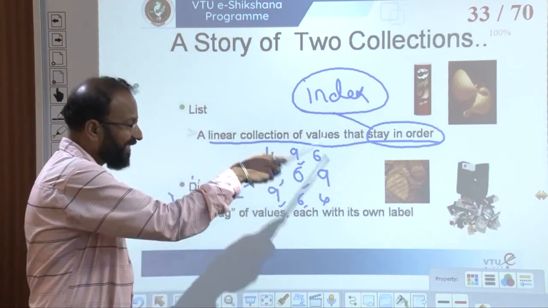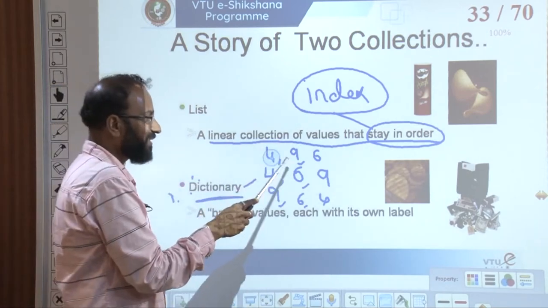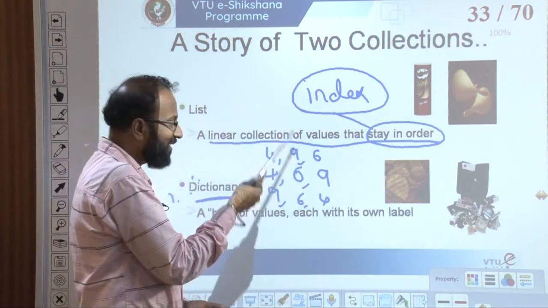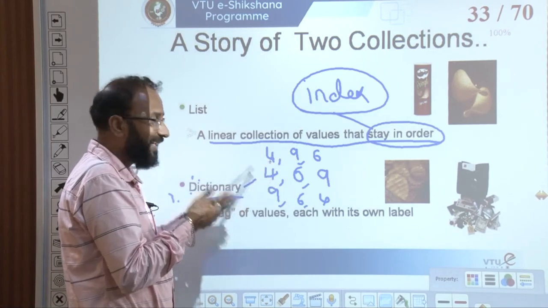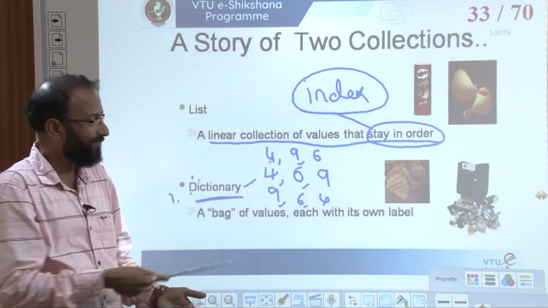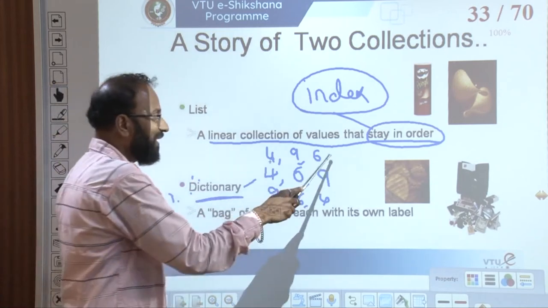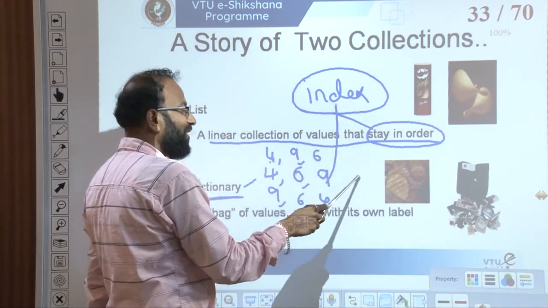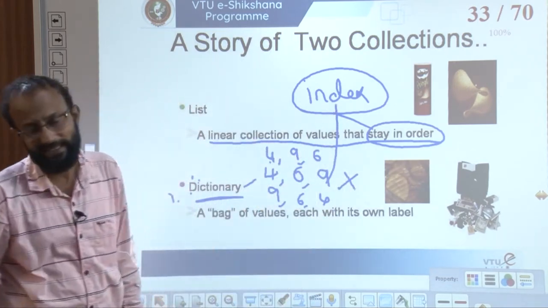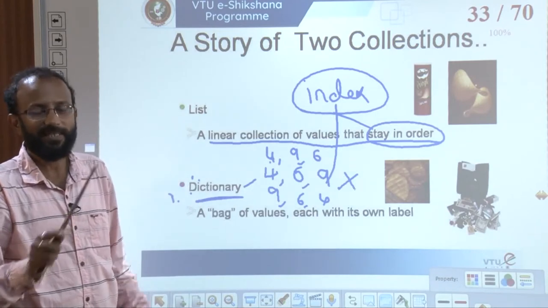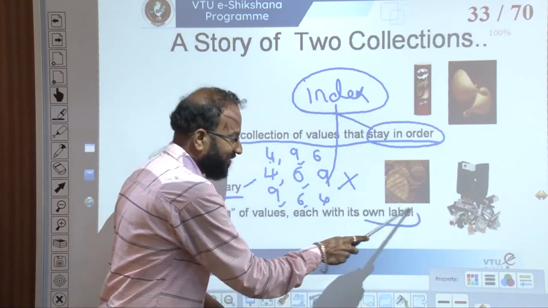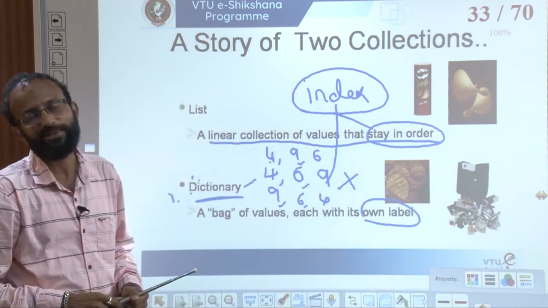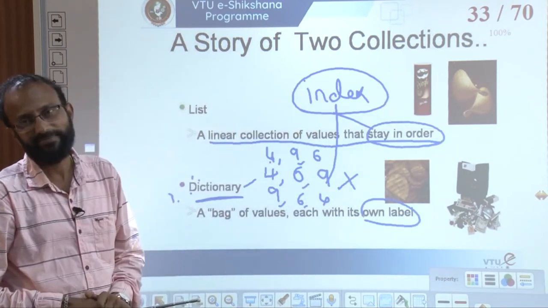So if that is the case, then how do I access my element? What is my first element? If my first element is 4, I don't change. Next time I access, it should still be 4, but that is not happening in dictionary. So indexing, in the concept of index, cannot be used in dictionary. So in that case, what should we have? We have our own labels to access our element, right?